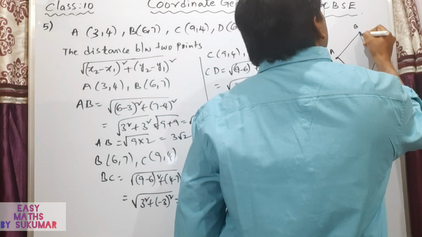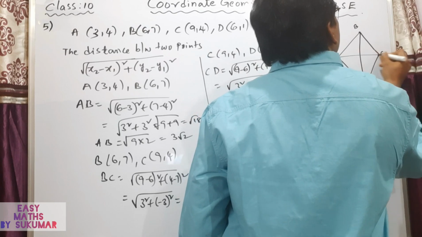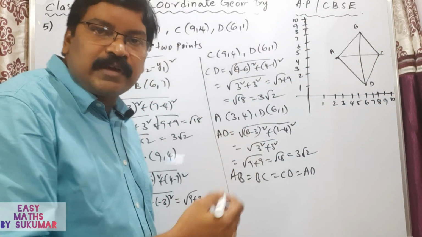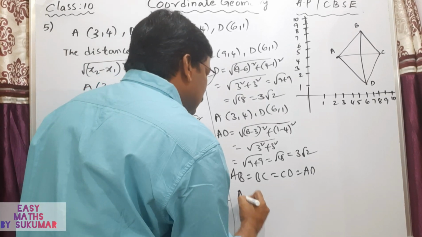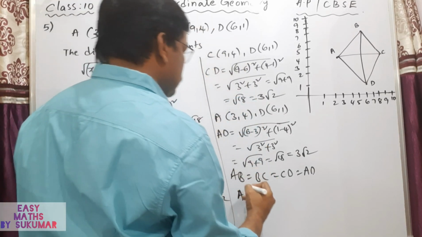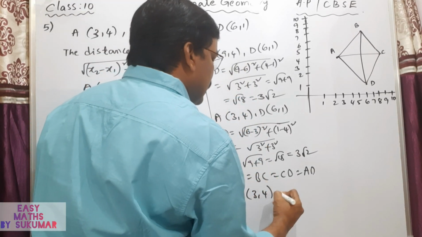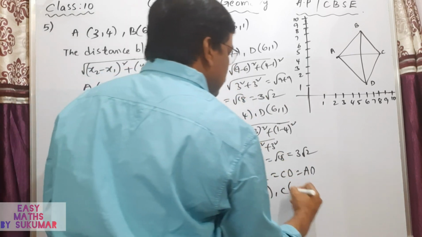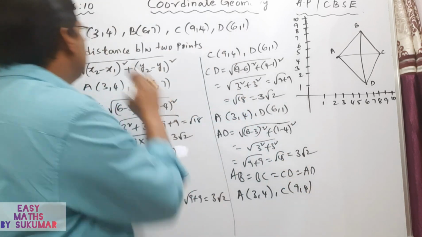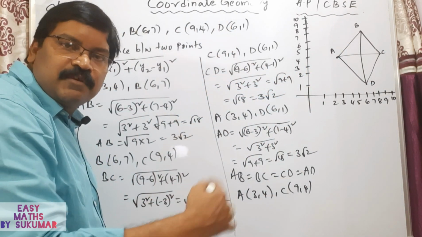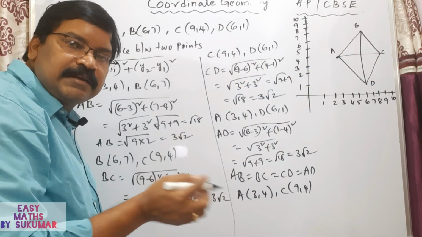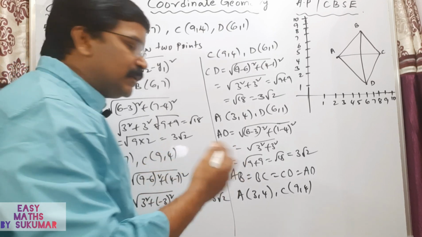Here these two, BD and AC, are the diagonals. Let us verify the lengths of the diagonals AC and BD. So what is A here? A is (3, 4) and C is (9, 4). This is AC. Similarly, we will find the distance between B and D, the other diagonal BD.